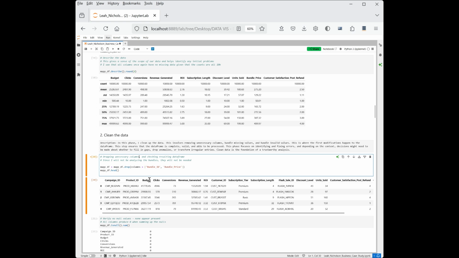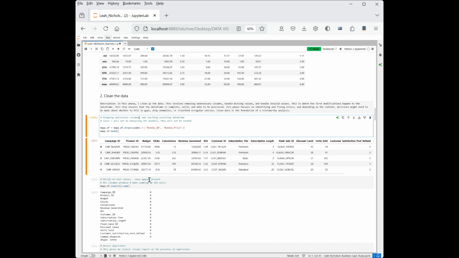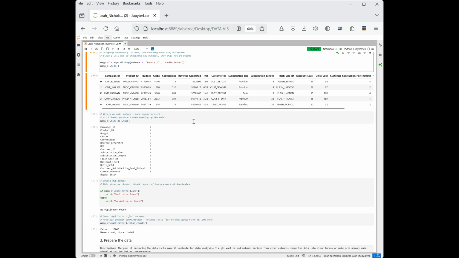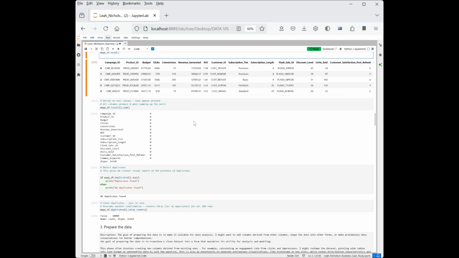So for the next phase, I cleaned the data. And to do that, I dropped some unnecessary columns and checked the resulting data frame. Since I won't be analyzing the bundles, they will not be needed, so I dropped both the bundle ID and the bundle price columns. I then verified that there are no null values and none appear present. All columns produce 0 when I summed up the nulls.